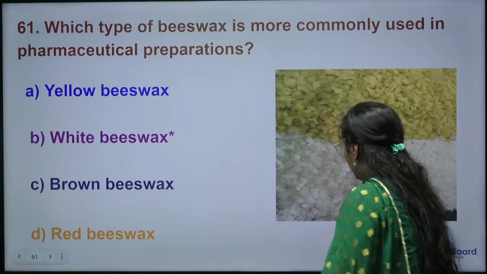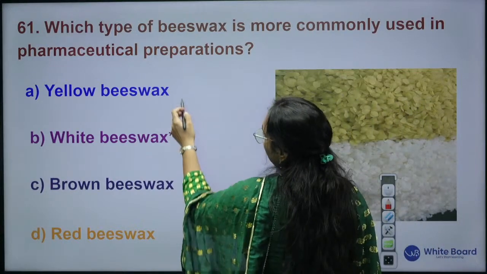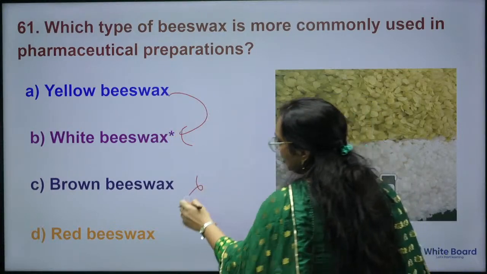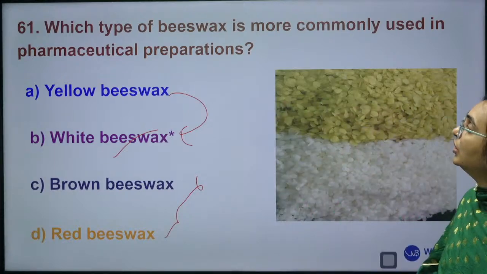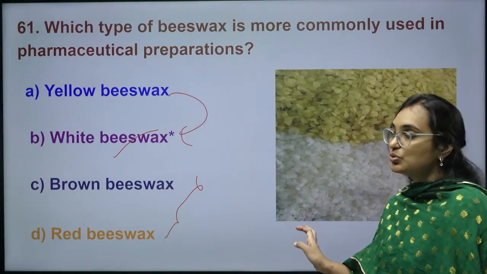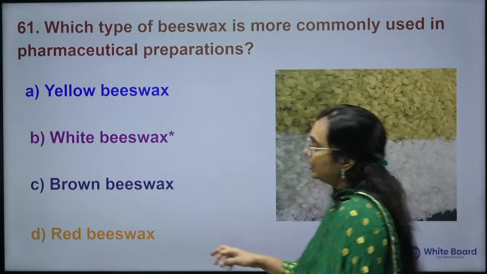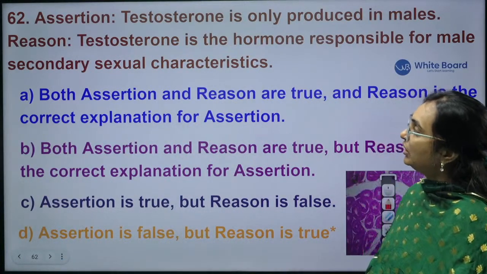This white beeswax is the decolorized version of this yellow beeswax. Okay, not brown, not red, it is white beeswax. It is commonly used in pharmaceutical preparations, white beeswax. So, answer is B. Next question, assertion reasoning type again.